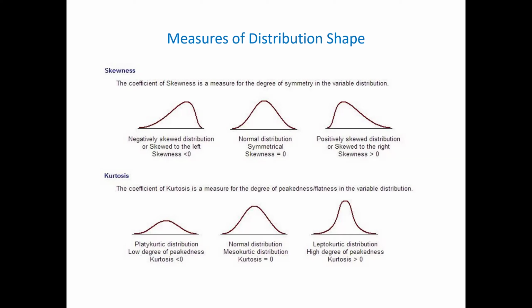So a negative outlier causes negative skewness, that is skewness to the left. A positive outlier causes positive skewness to the right. So I don't know if you understand it now.